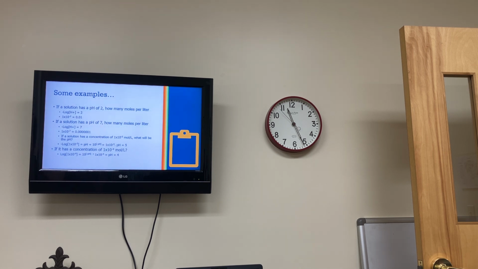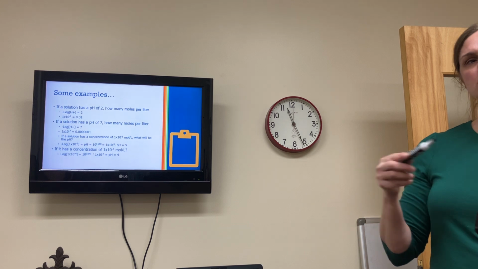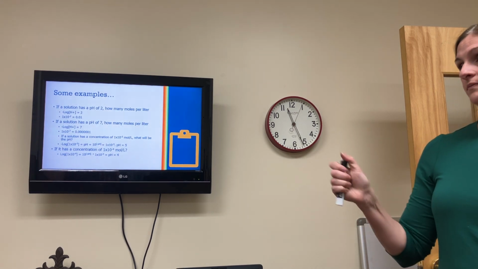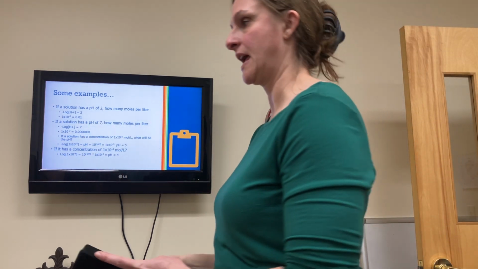If I had a different pH it would always be like that. When I have different hydrogen ion concentrations, sometimes you will get decimals in front of your 1, and that would be different. But for now, we'll just keep everything base 10, even numbers.